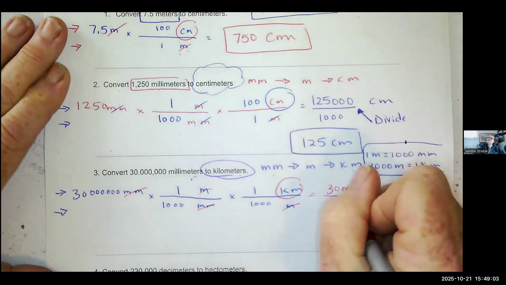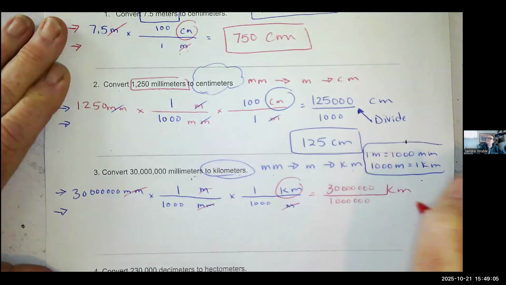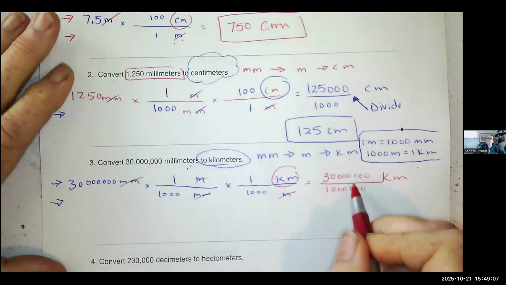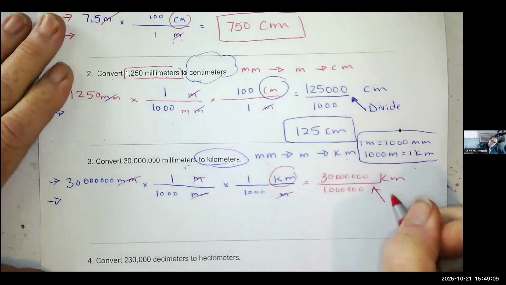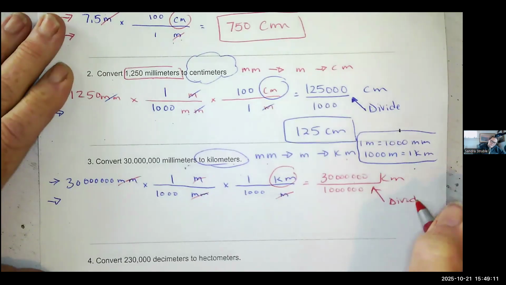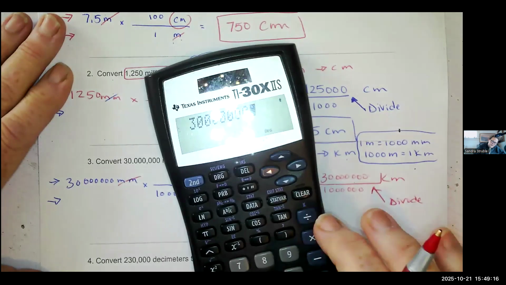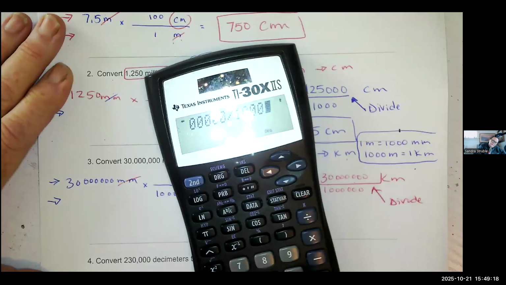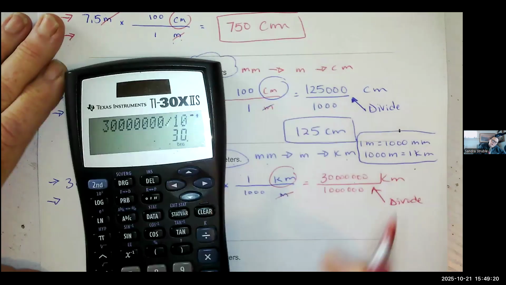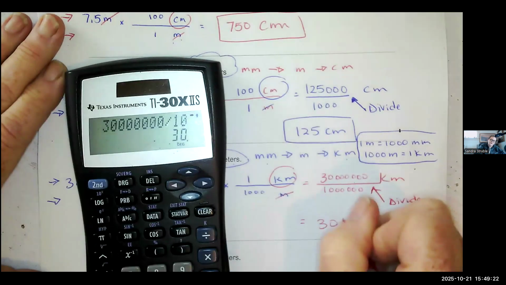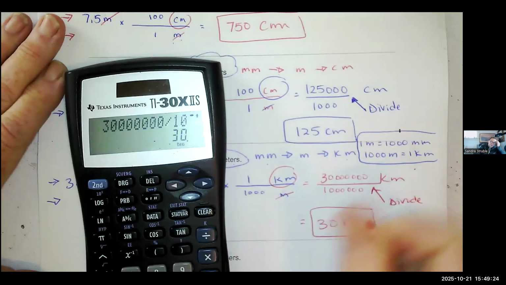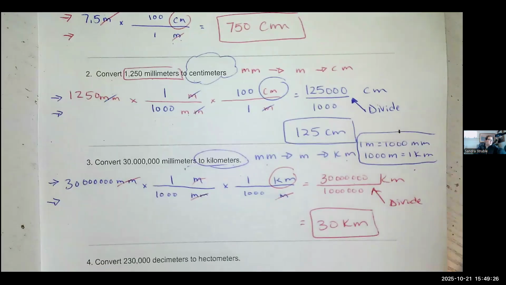All right, divide this. Do not leave it like this. You must divide. So 30 million divided by 1 million is 30. So 30 kilometers are 30 million millimeters. Let's go to the next one.